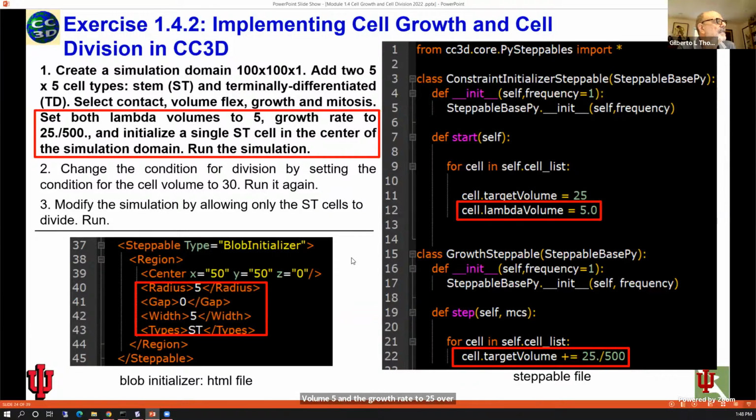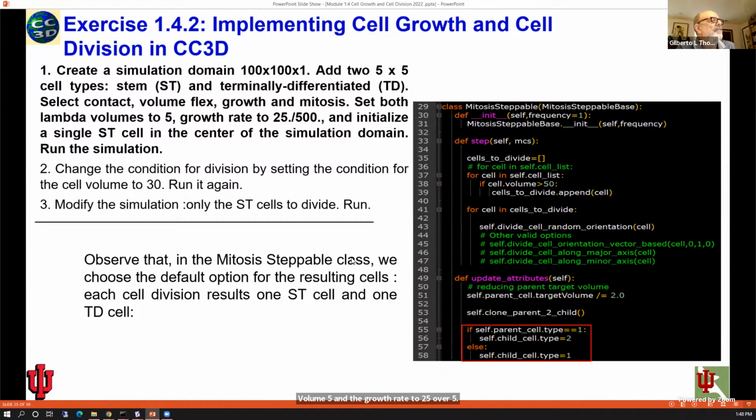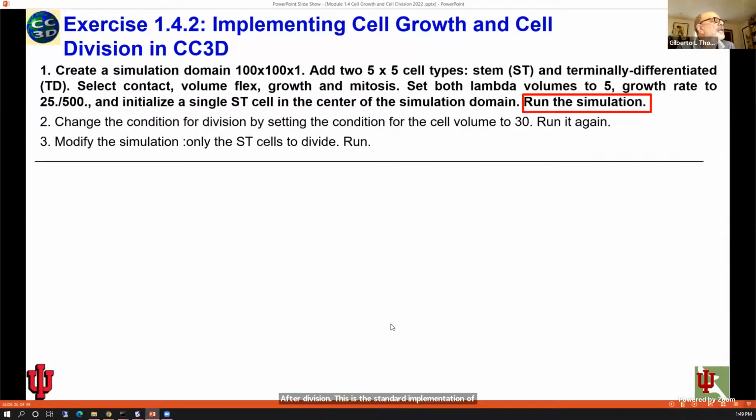Now, just to have a look at the mitosis steppable, it was loaded with those default values, cell volume above 50, and two different cell types being created after division. This is the standard implementation of the mitosis steppable. Now we can run the simulation. Go ahead.